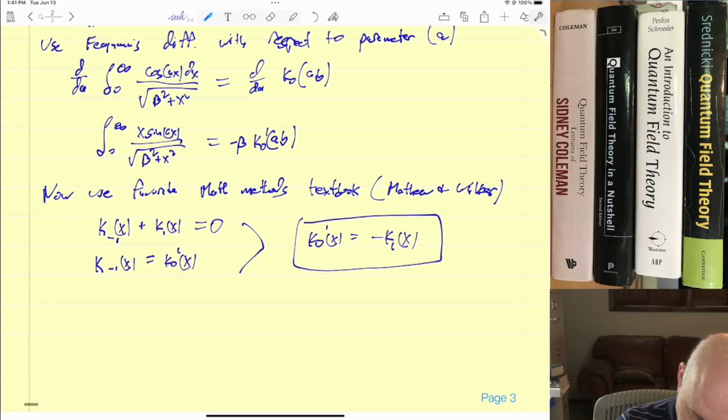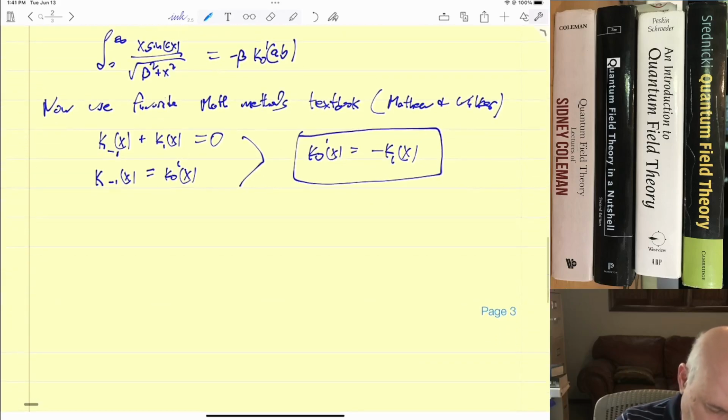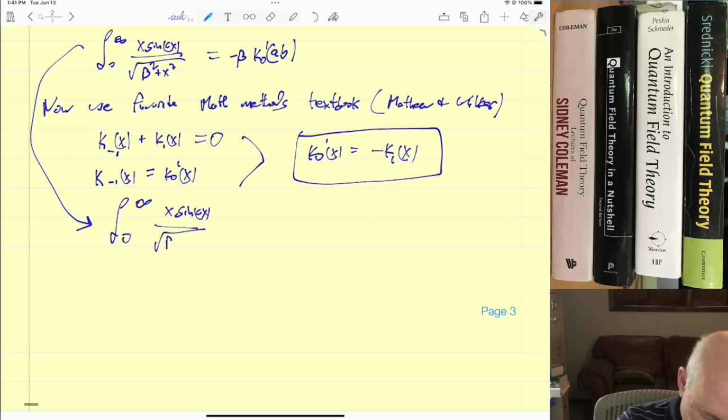You could probably do it directly if you remember what the definitions are. So now, substituting that above, I have the integral from 0 to infinity, x sine ax over the square root of beta squared plus x squared dx, is equal to beta K1(a beta).